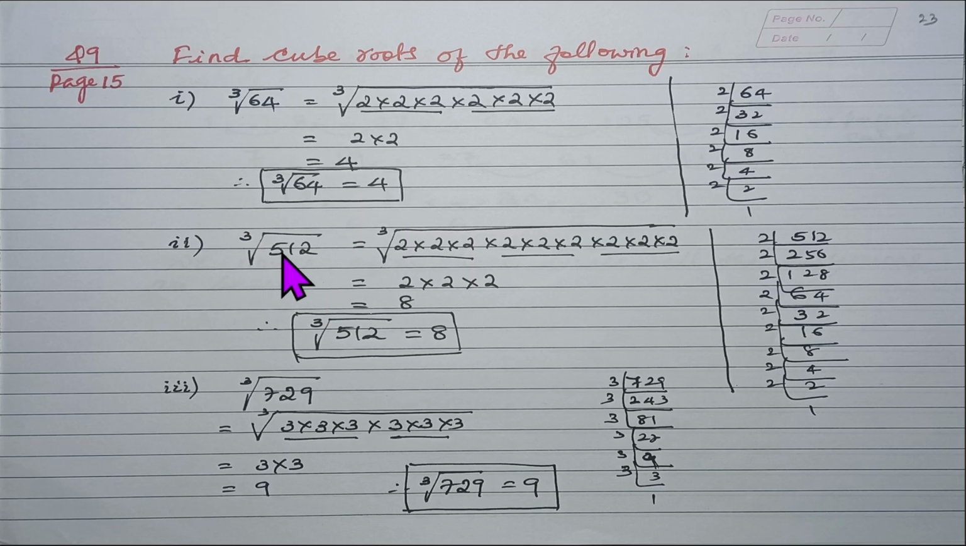Now find the cube root of 512. Again find the factors here. We have got 1, 2, 3, 1, 2, 3. That means we have 3 triples of 2. So pick one from each, and then it is 2 into 2 into 2. That is 8. Therefore cube root of 512 is 8.